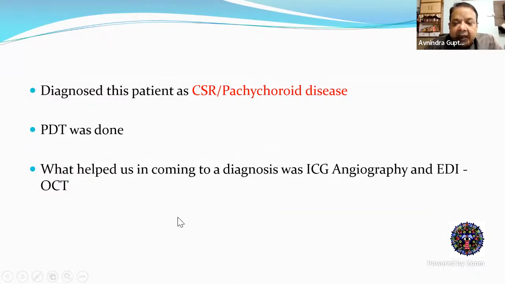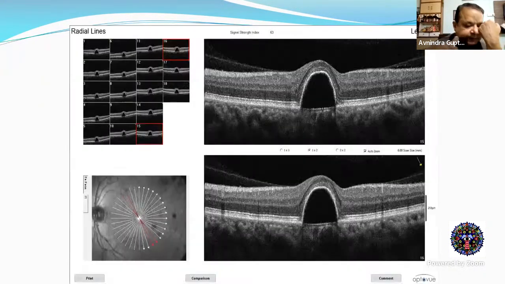PDT was done, and after 8 years, this patient came with features of PCV. So this patient helps us understand that a patient of central serous retinopathy with pachychoroid can convert into a PCV, or a polypoidal choroidal vasculopathy. Meaning thereby, CSR, pachychoroid, and PNV are a spectrum of the same disease at different points of life.